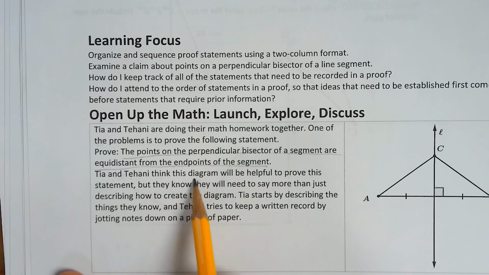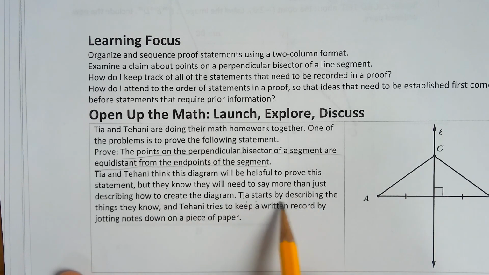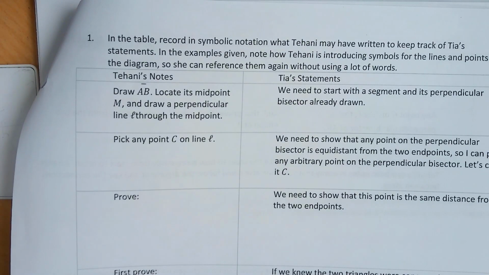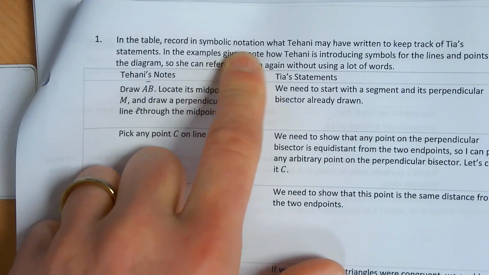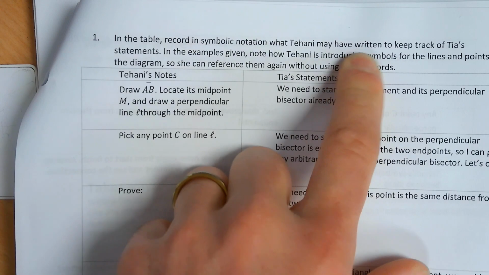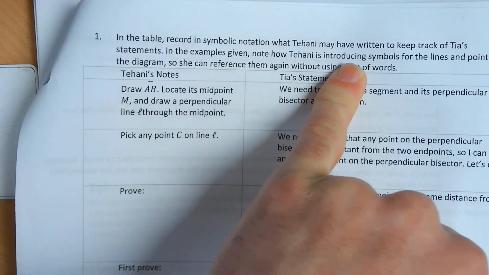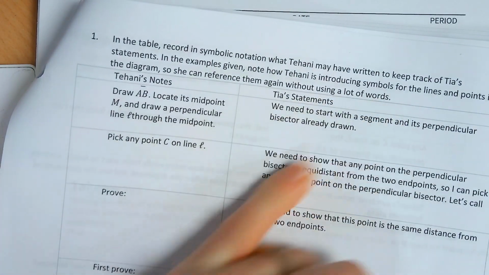Tia and Tahani think this diagram will be helpful to prove this statement, but they know they will need to say more than just describing how to create the diagram. Tia starts by describing the things they know, and Tahani tries to keep a written record by jotting notes down on a piece of paper. So here are Tia's statements, here are Tahani's notes. In the table, record in symbolic notation what Tahani may have written to keep track of Tia's statements. In the examples given, note how Tahani is introducing symbols for lines and points in the diagram so she can reference them again without using a lot of words.